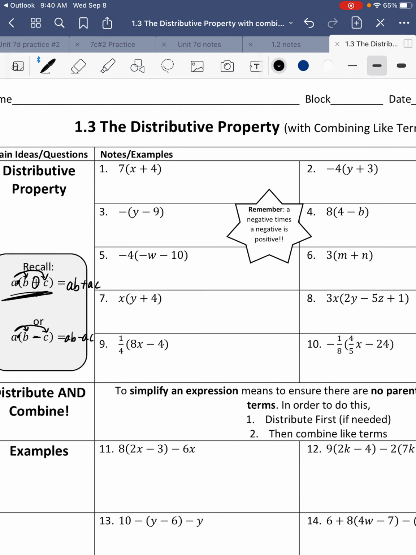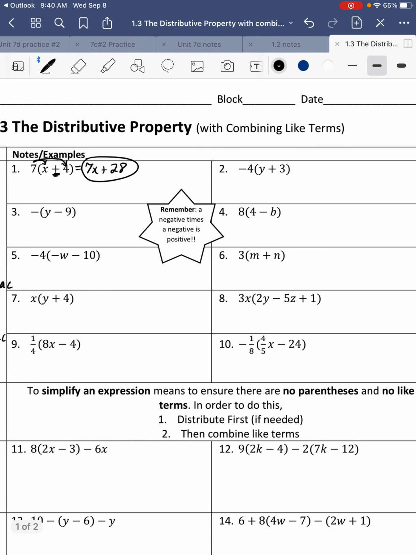So let's work this out with number 1. So we have 7 times, in parentheses, x plus 4. 7 times x, 7x, plus 7 times 4. 7 times 4 is 28. No like terms, and that's our final answer.